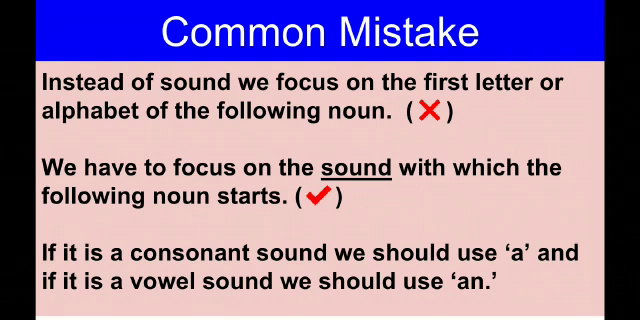But we have to keep in mind that vowel and consonant are all related to the sounds, not at all with the letters or alphabets. So we have to focus on the sounds. Okay. So the common mistake that we make is to focus on the first letter or alphabet, which is a wrong method. We have to focus on the sound with which the following noun starts. In that way only we will be able to use the correct article. If it is a consonant sound, we should use a, and if it is a vowel sound, we should use an.